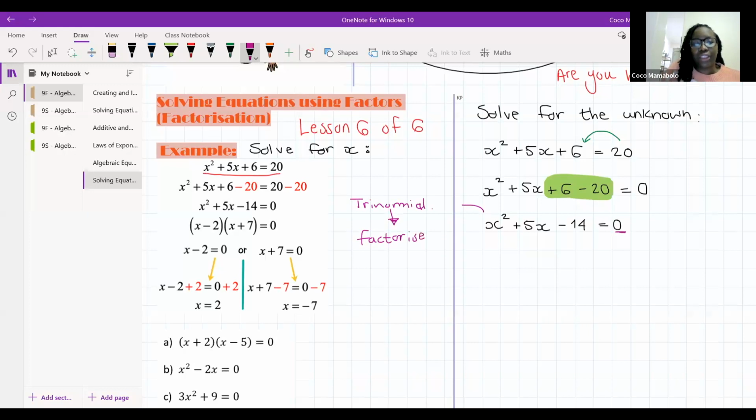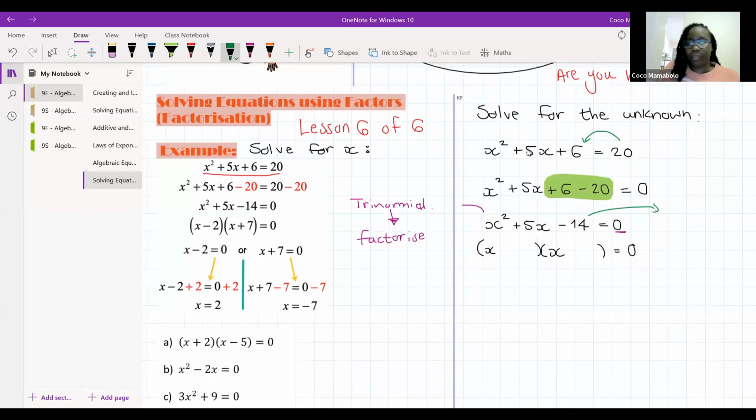Now, when we factorize a trinomial, we would typically open 2 brackets, is equal to 0. And in grade 9, it's easy for us to put an x here and an x there to begin with. Now I need factors of 14, factors of this number over here, that when I minus them from each other, give me positive 5.